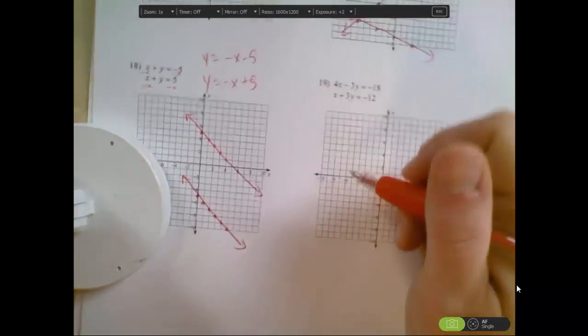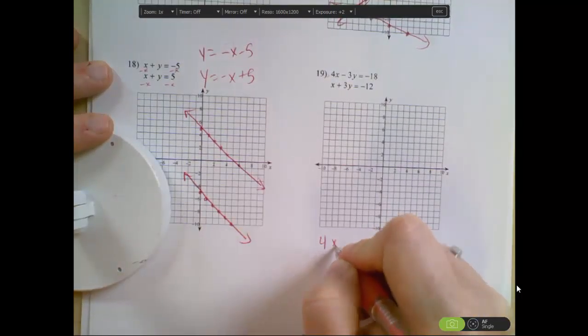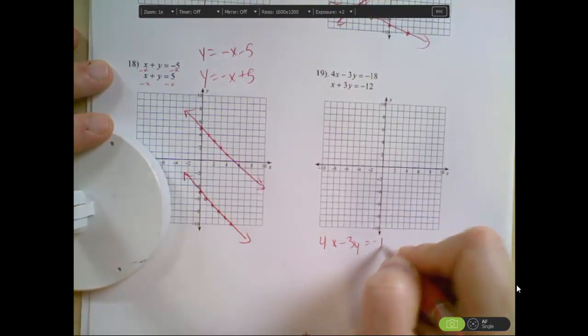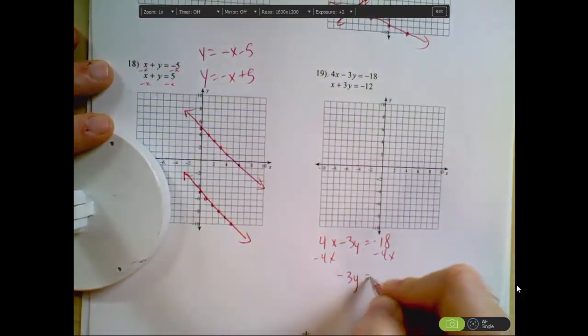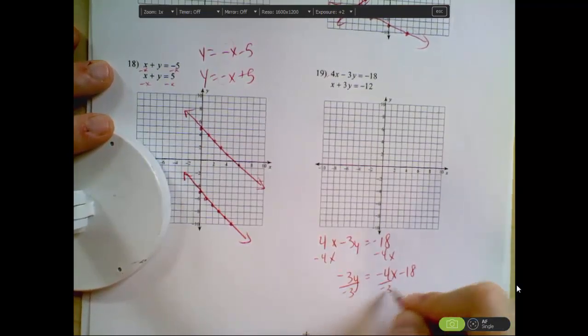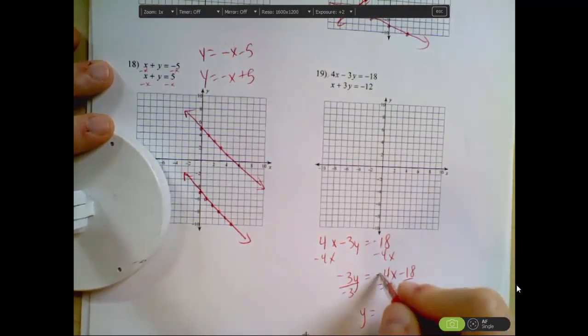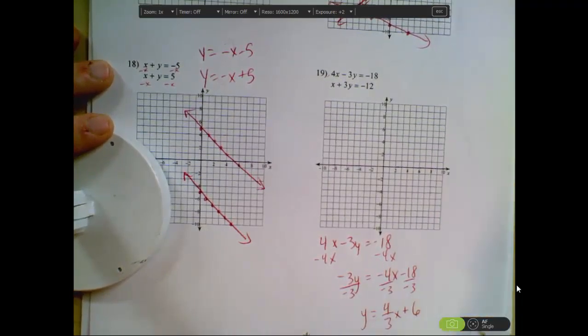Now we have to do a bunch of steps to get y by itself. So I'm going to bring this one down here. 4x minus 3y equals -18. Minus 4x from both sides, so -3y equals -4x minus 18. Divide by -3. Y equals, a negative divided by negative is a positive.